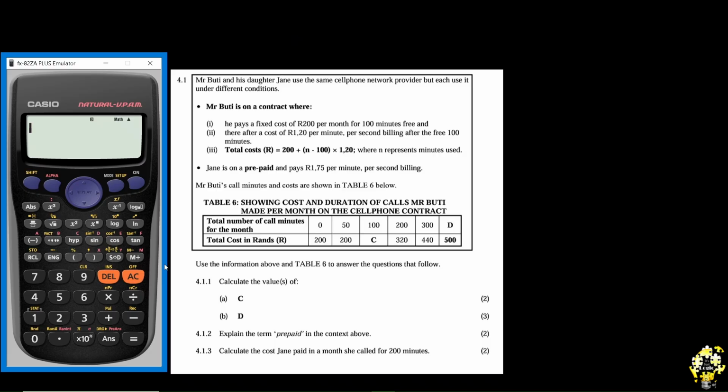So here we have Mr. Booty and his daughter Jane. They use the same cell phone network provider, but each uses it under different conditions. Mr. Booty is on a contract, so he pays a fixed 200 per month for 100 minutes free, and thereafter it costs 120 cents per minute, per second billing, after the free 100 minutes.